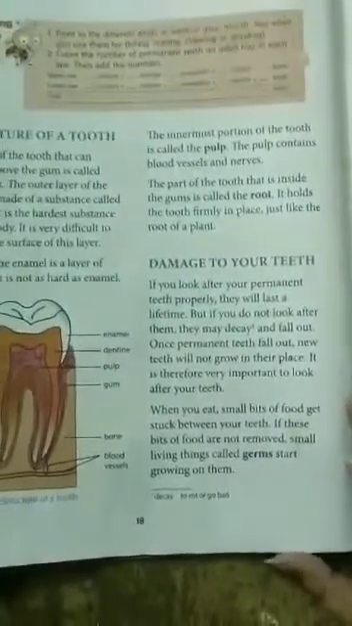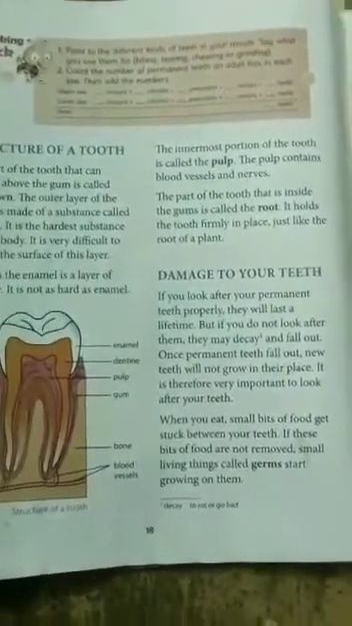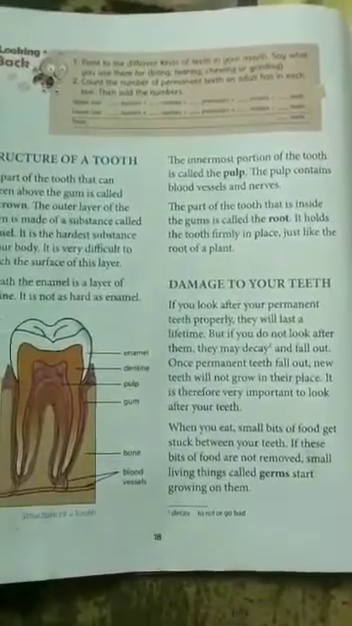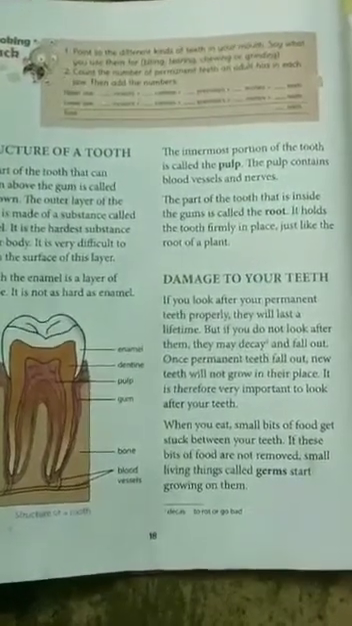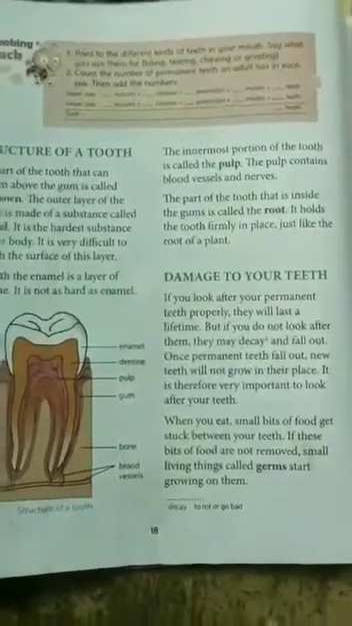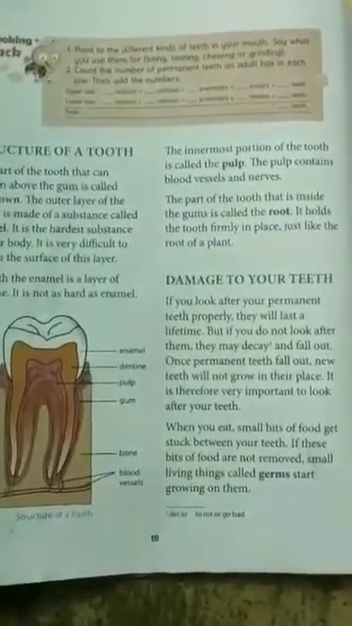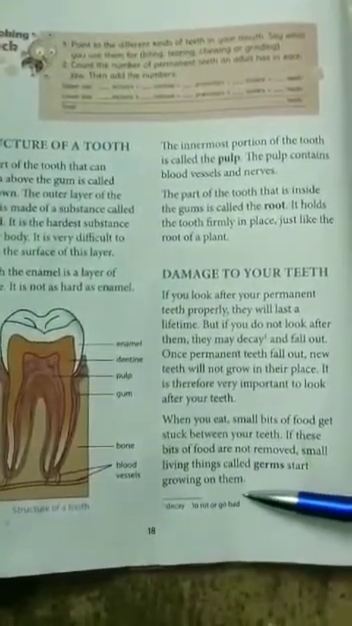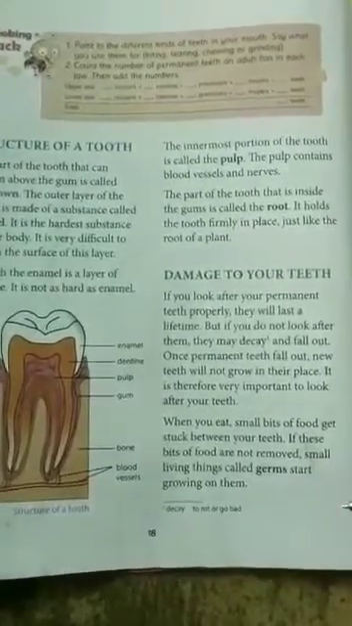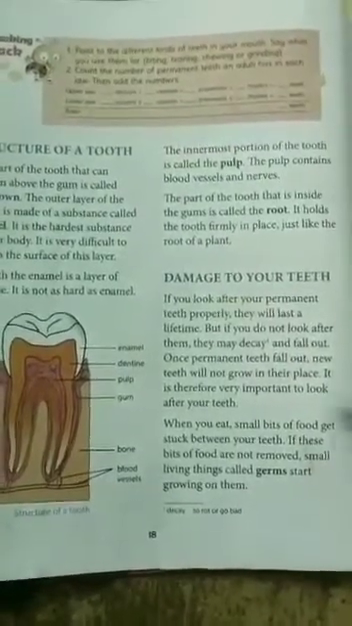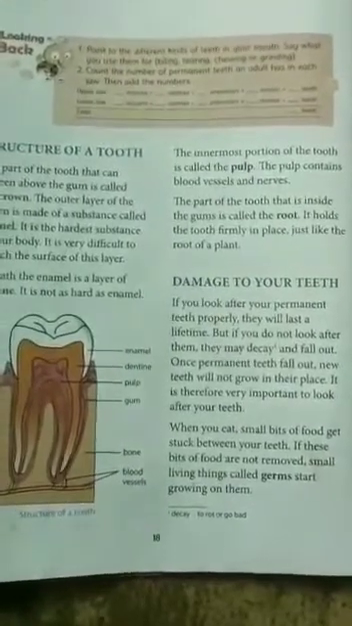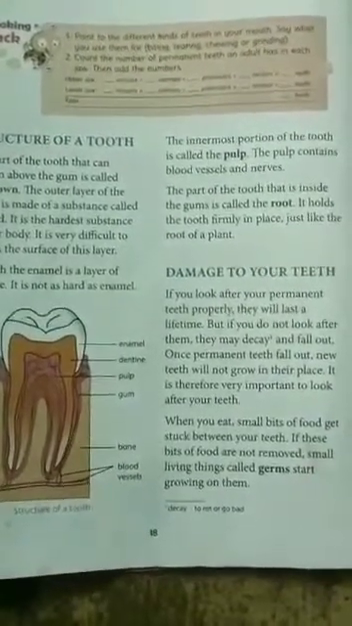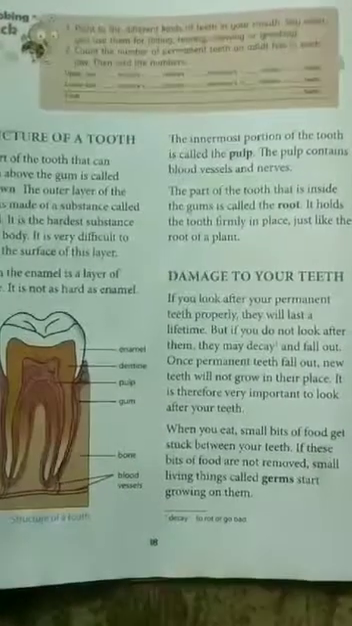Damage to your teeth. If we look after our permanent teeth properly, they will last a lifetime. But if we do not look after them properly, they may decay and fall out. Decay means to rot or go bad. Once permanent teeth fall out, new teeth will not grow in their place. It is therefore very important to look after our teeth.